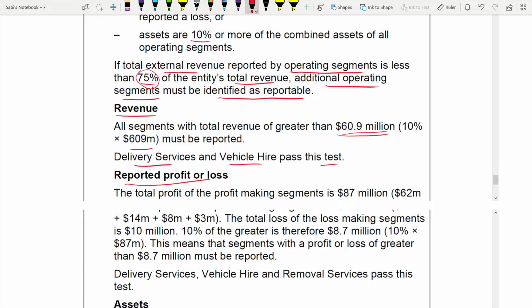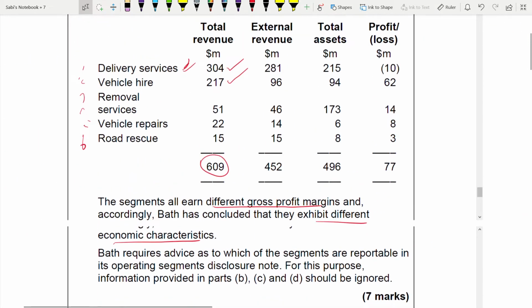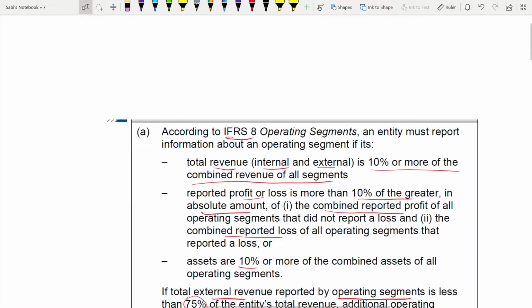Now we are going to the reporting profit and loss. This is a little bit different than your revenue and asset, because revenue and asset is very straightforward. When you're taking your revenue, sometimes they might give you two types of revenue, internal as well as external. So in the total revenue section only you have to take 600, the 10% of this, not just the external, or not just the internal.